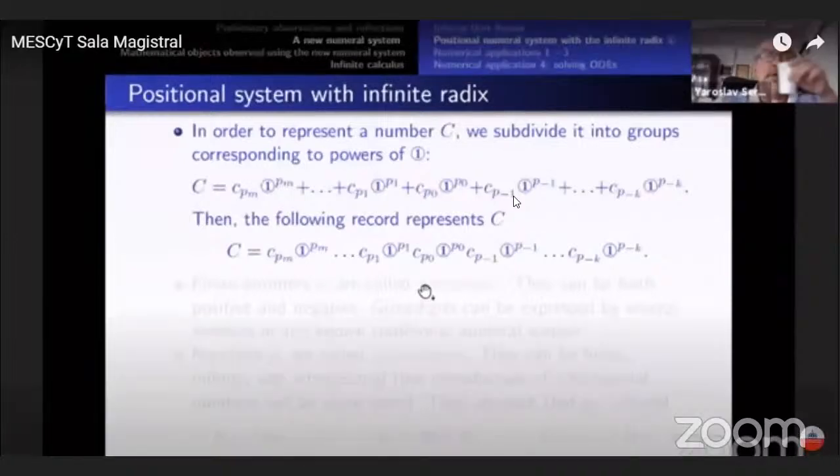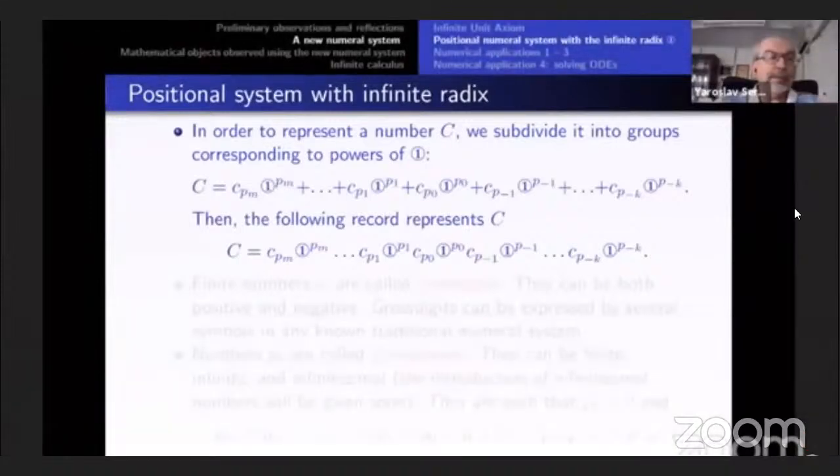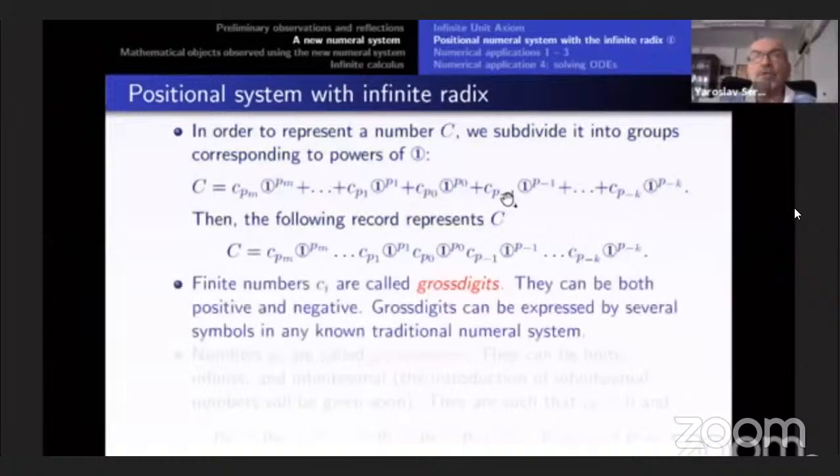Now, let us return to the computer. We would like to construct a computer, and we will use a positional numeral system to express our numbers, because we need to store in the finite memory of the computer our infinite and infinitesimal numbers. So this is our record, our number, and as in any positional system, it is the sum of different powers of the base, in this case gross one.